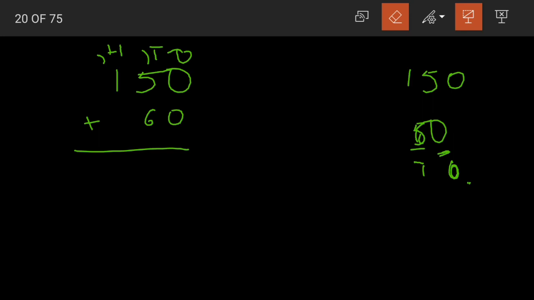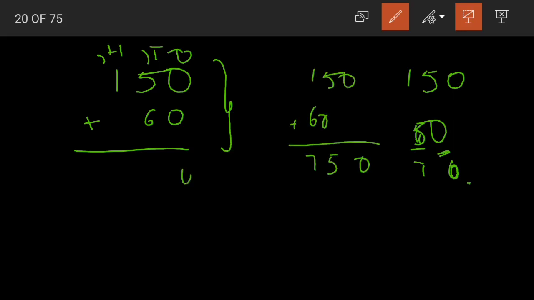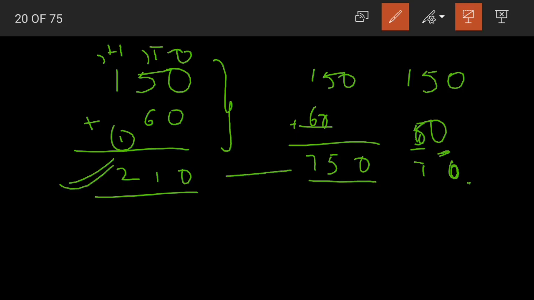Not only decimals, even for normal numbers, this step is the most important, because if you write it wrongly and add, the answer will be 750, but the actual answer is 210. See, just a simple mistake has brought such a difference in your answer. That is why the first step is arrange them in columns with the corresponding place values. The place values should be correct.